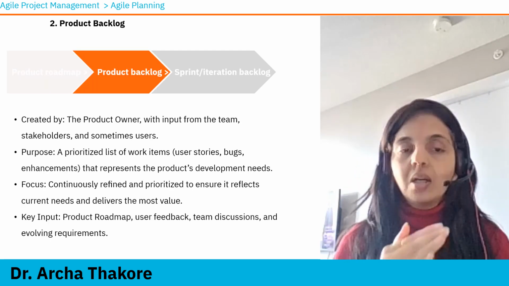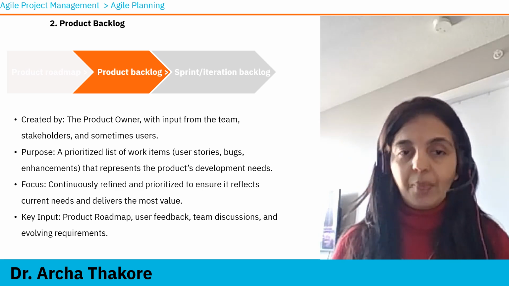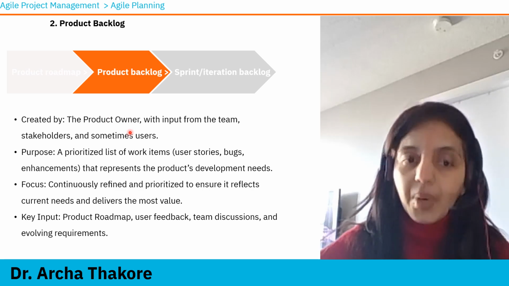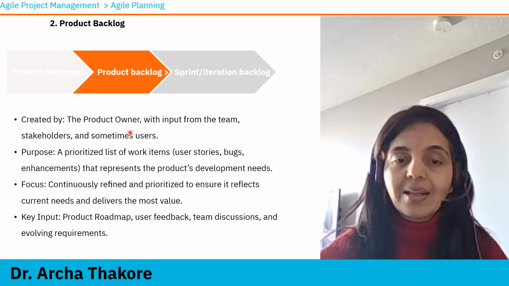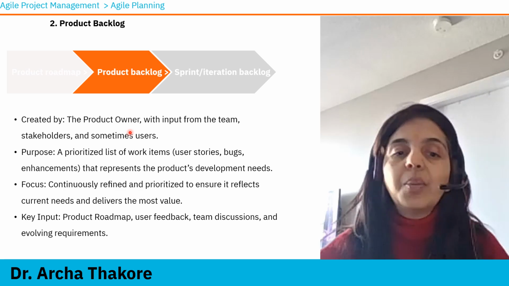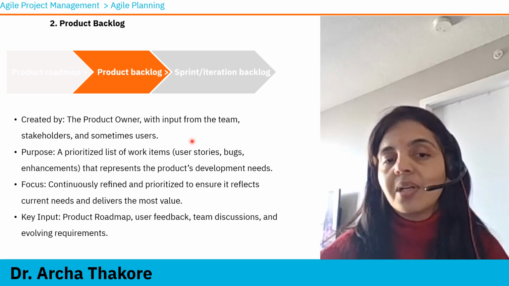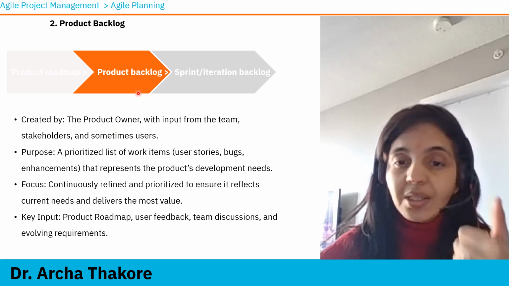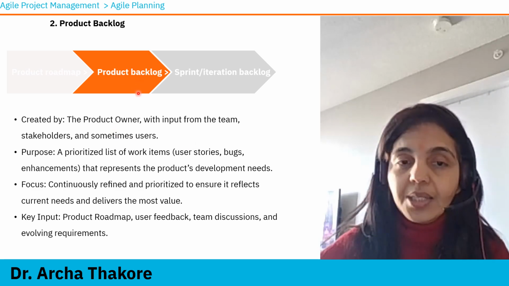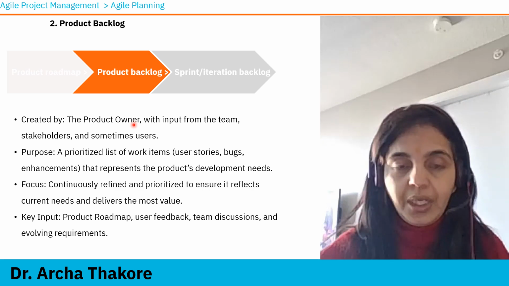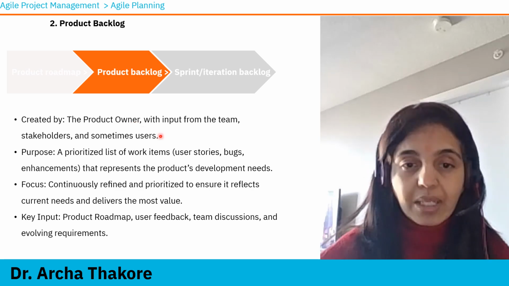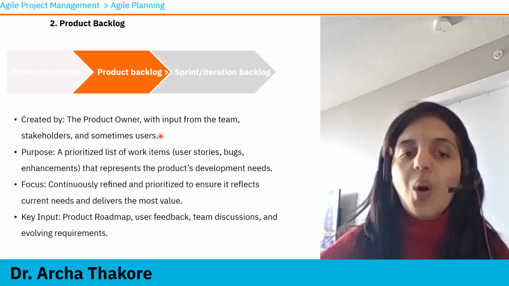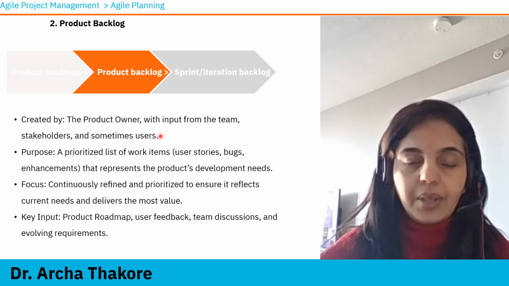Product backlog comes from product roadmap. Again, it is created by product owner, but not with customers. It's created by product owner with inputs from the team, internal stakeholders, sometimes users. Very important point to remember, product backlog is created and prioritized by the product owner only, not by the project team. You will have questions like that talking about who needs to prioritize the product backlog. It's always the product owner.